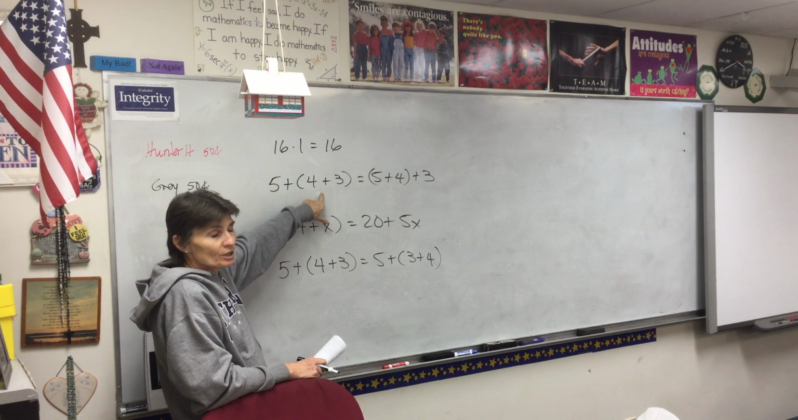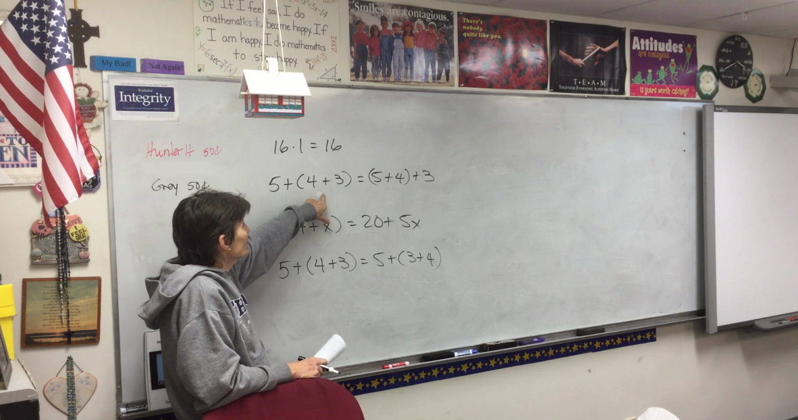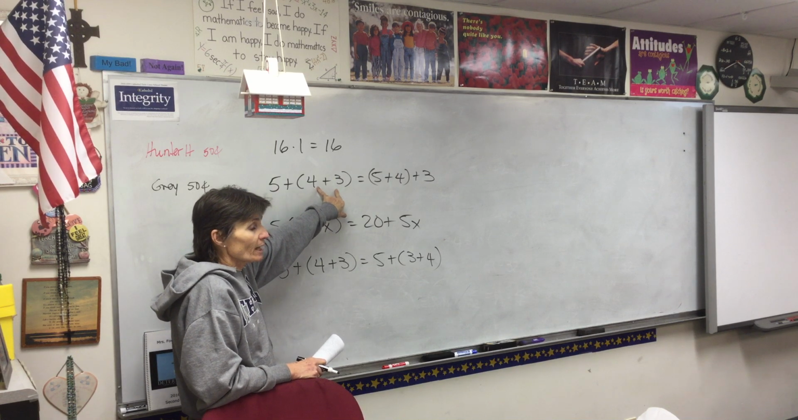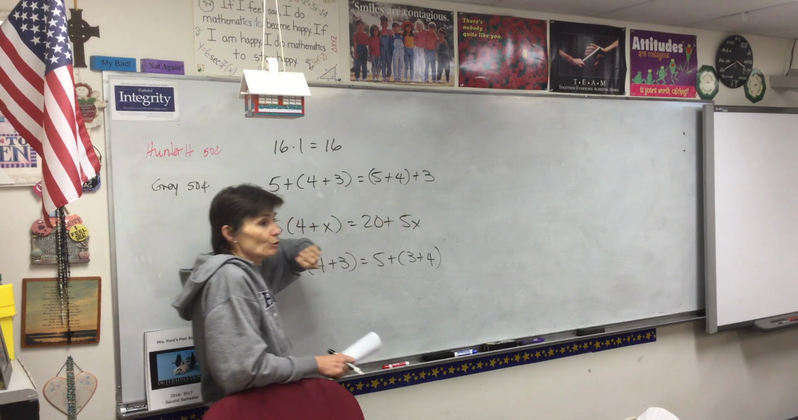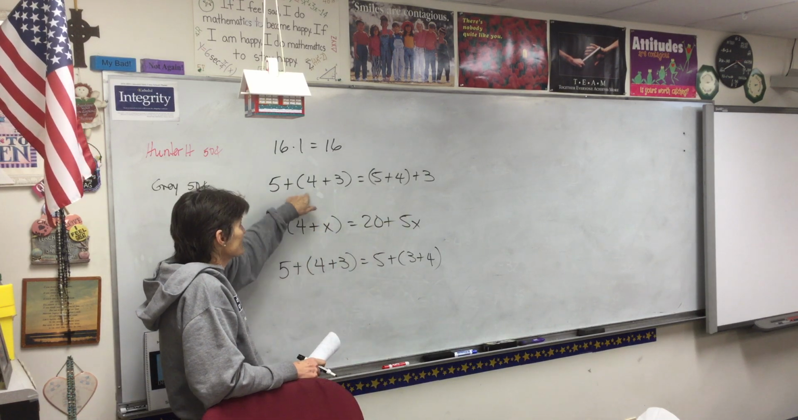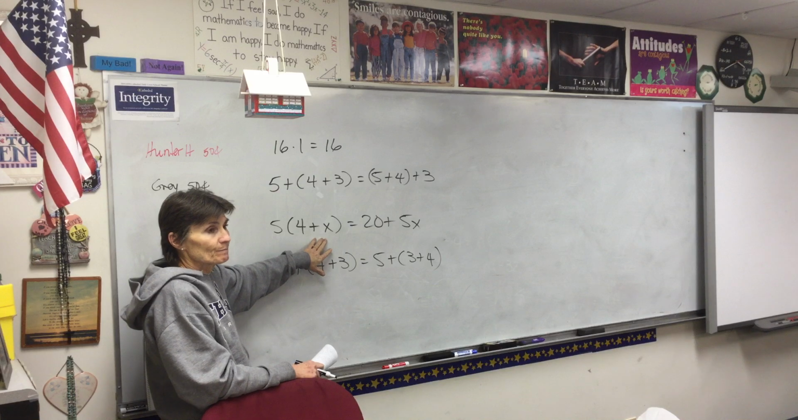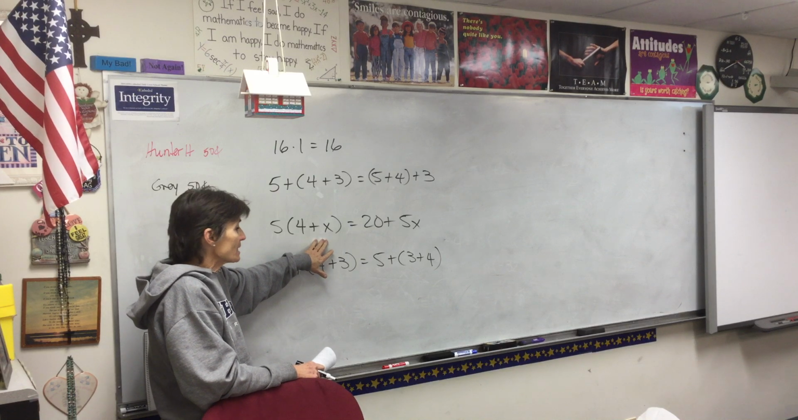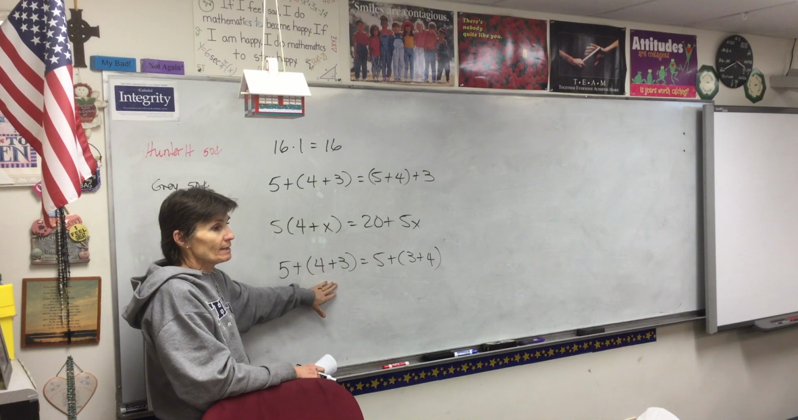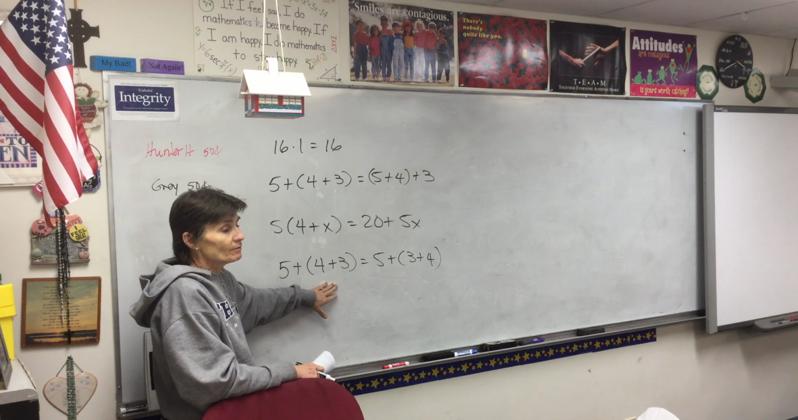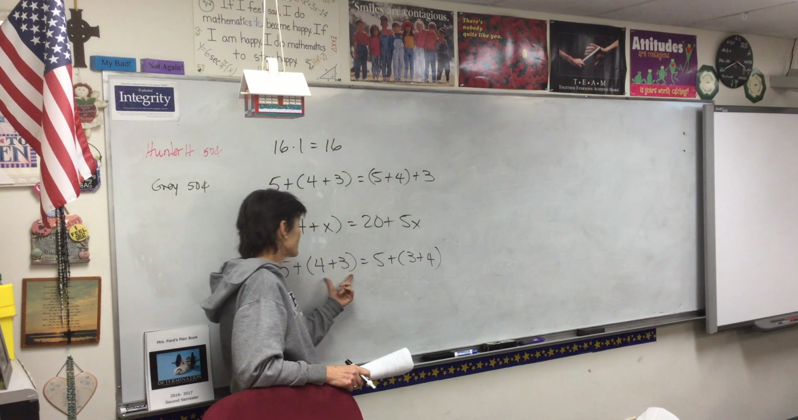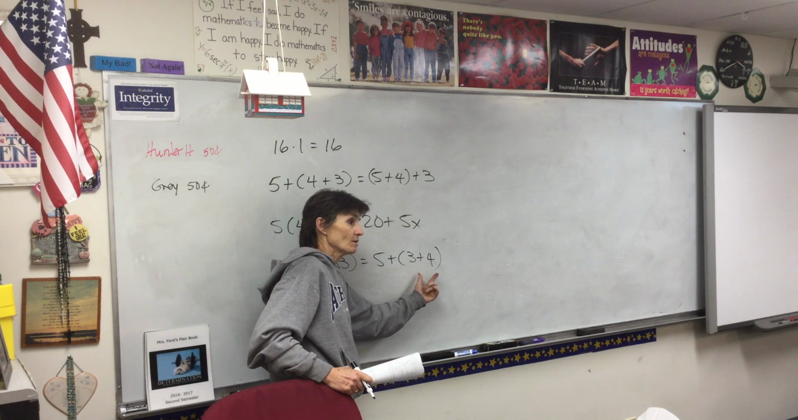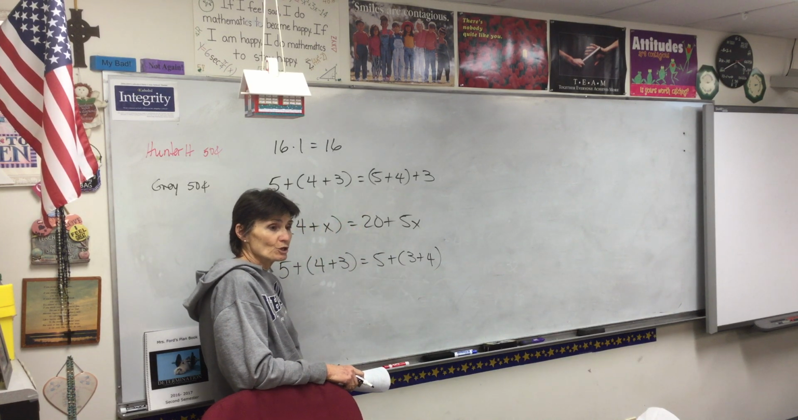Associative. This is associative. Notice, here you got the 4 and the 3, here you got the 5 and the 4. You have regrouped, reassociated. That's associative. What do we got here? Distributive. Everybody knows that one. What do we have here? Tricky? Commutative. This is commutative because here it's 4 and 3, and here it's 3 and 4. When the order changes, it is commutative.